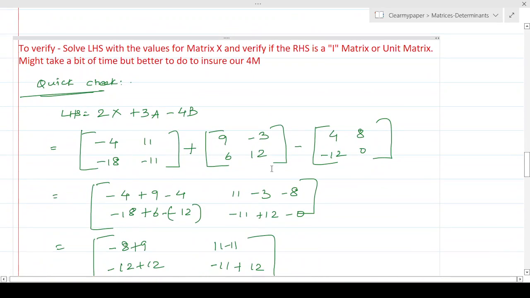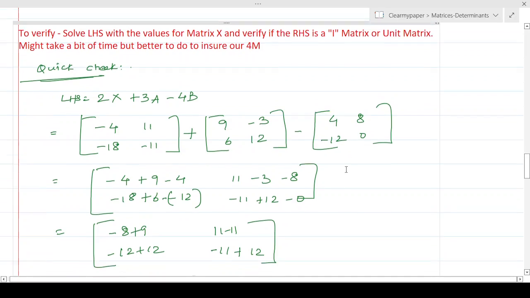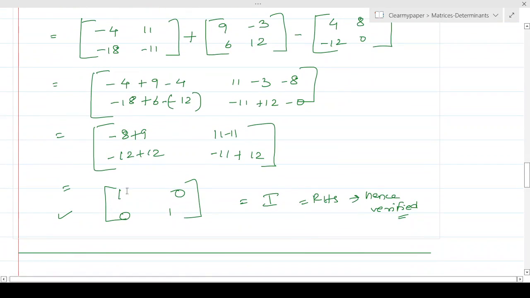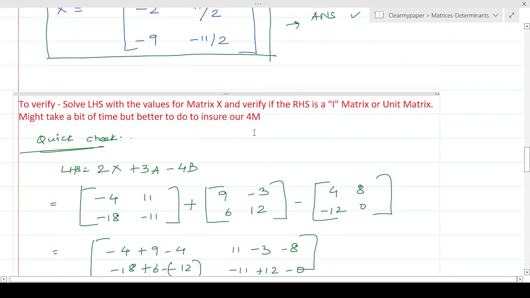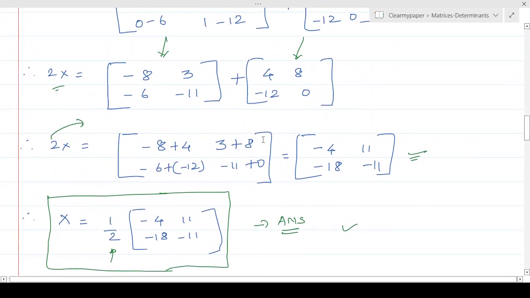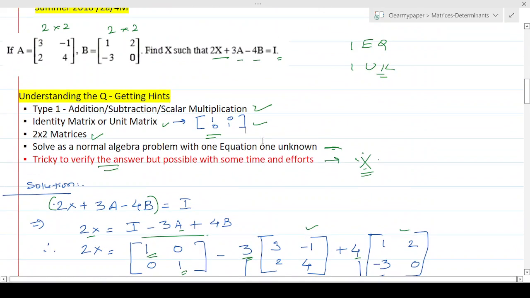Okay, and I'm putting back the values. I'm doing a simple addition and subtraction of the matrices, and my final answer is indeed the identity matrix of order 2, and hence it matches the right hand side, and hence my answer is verified. So this step is a little detour, but it's worth it to ensure that you get your 4 marks, because there is an easy way to do that. In certain cases, which you'll see in the next problem, you may not have an easy way to do that.